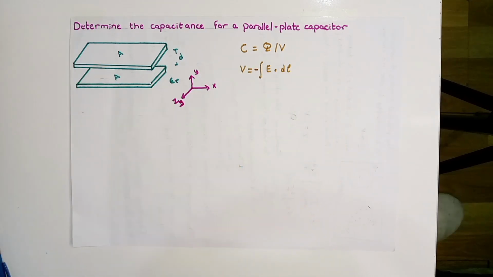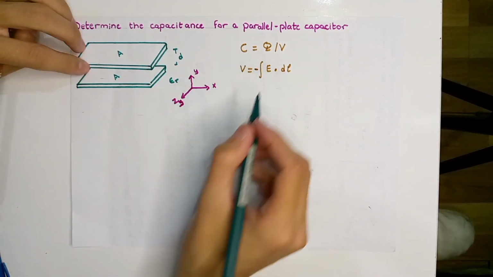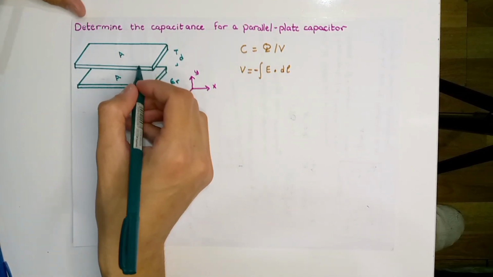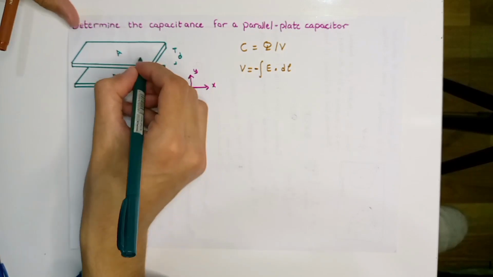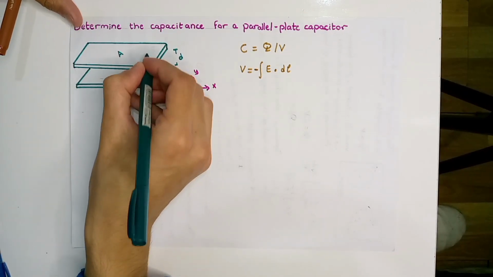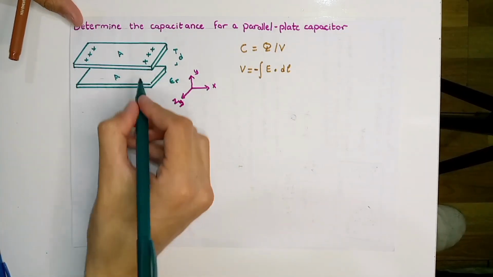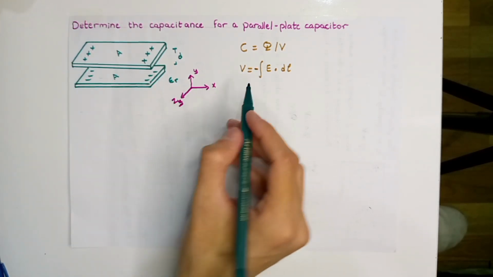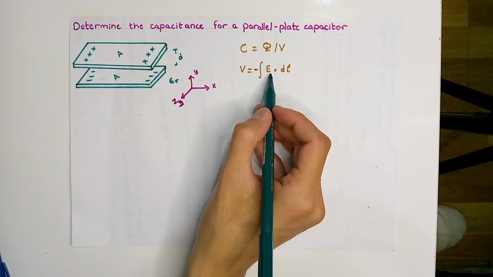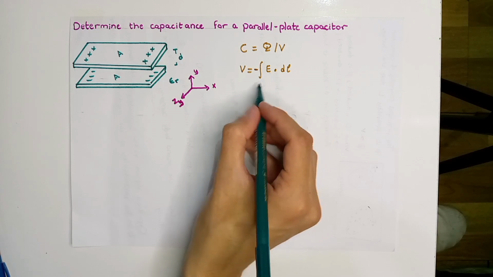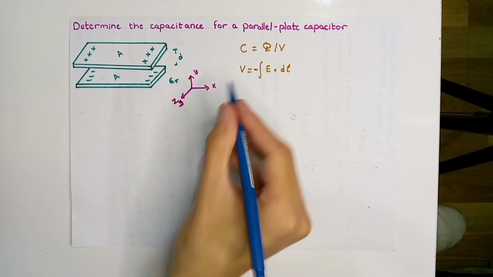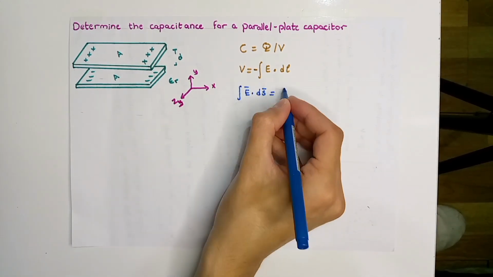As we all know, regarding the capacitor, one of these plates is negative and the other is positive. I'm going to make the one on the top positive and the one on the bottom negative. To find the electric potential, it's obvious that we must determine the electric field, so let's determine the electric field by using Gauss's law.